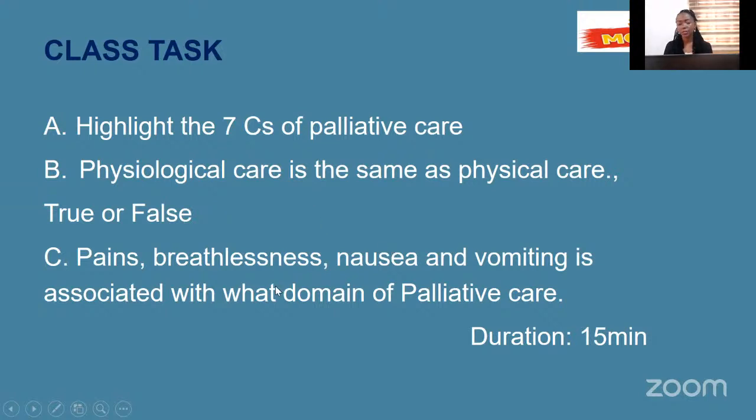You're going to submit it to the phone number I'm going to call out to you, either immediately or a few minutes after this session. Number one, highlight the 7 C's of palliative care. I know I've not mentioned it, but I would like you to give it a try.